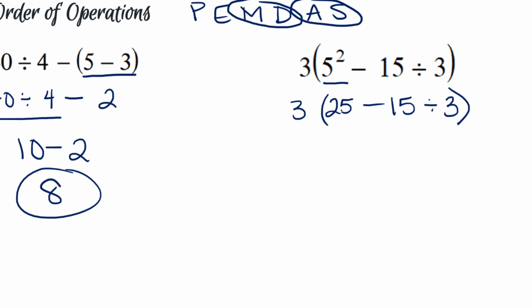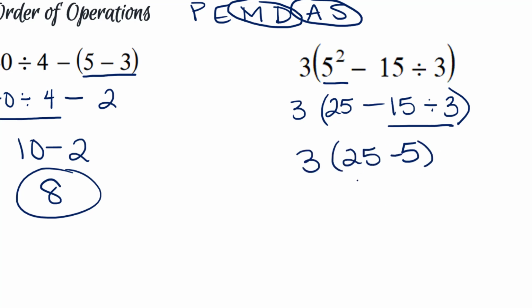5 squared is 25, not 10. It's 5 times 5. All right, now inside the parentheses, we're not done with it yet. Multiplying and dividing, I see that here. 15 divided by 3. 3 goes into 15 5 times. Drop everything down.